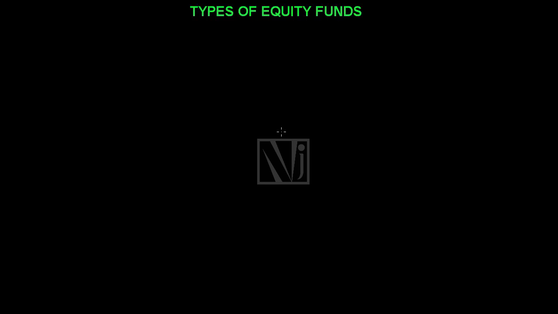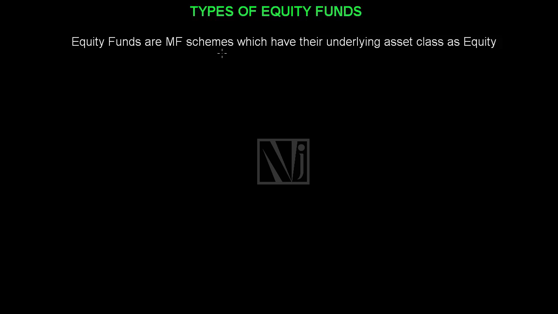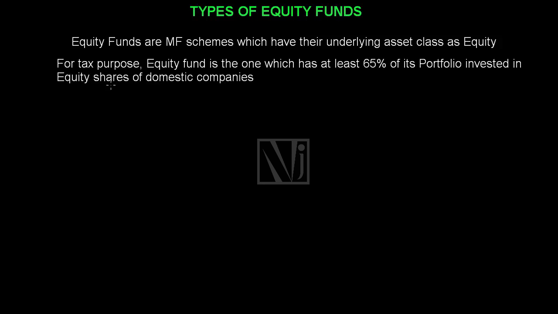Previously, we talked about the concept of equity and the power it possesses. Coming to equity mutual fund types. Equity mutual funds are the mutual fund schemes which have their underlying asset class as equity, or simply put, which majorly invest in equity shares of companies. Purely for tax purposes, an equity fund is the one which has at least 65% of its portfolio invested in equity shares of domestic companies.